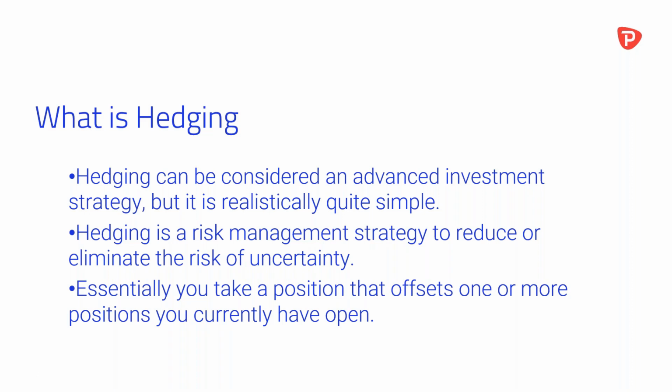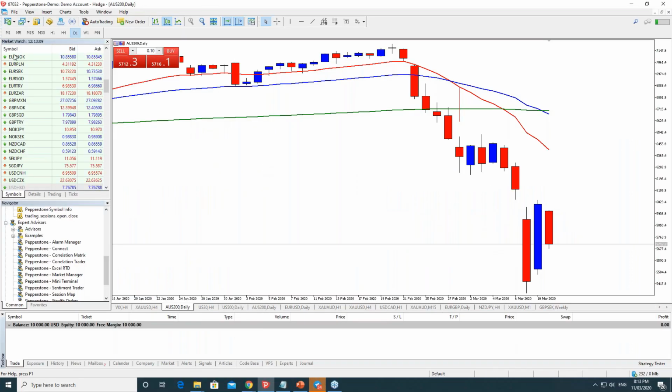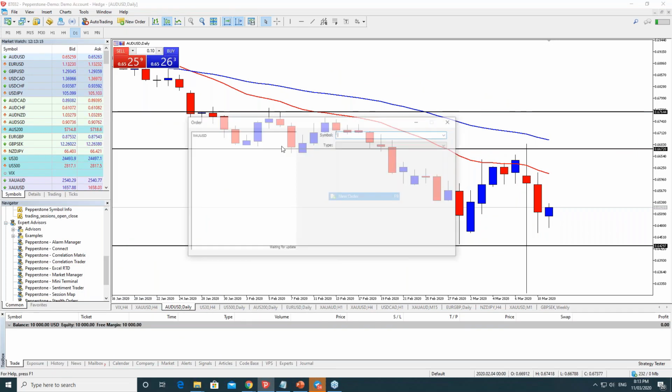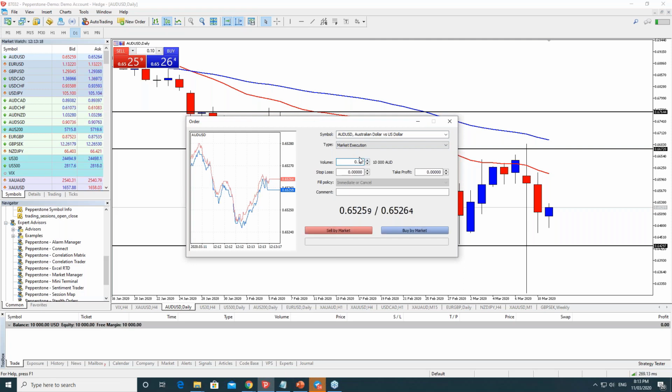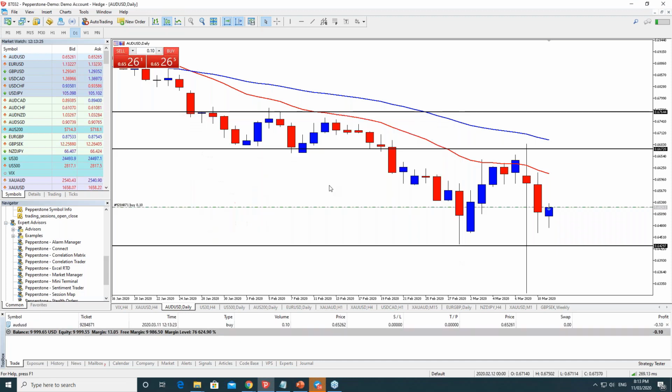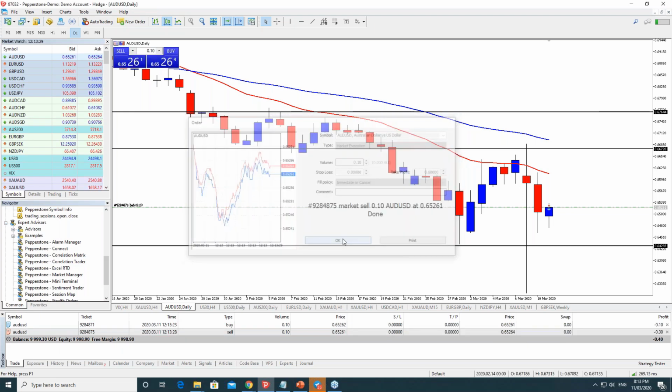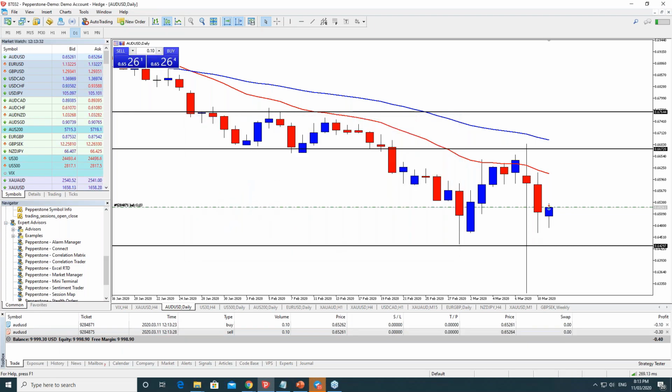So a very easy way of hedging would be, let's say we had the euro US dollar, and we've got a demo open here. So let's just say we're in the Australian dollar and we wanted to buy 0.1. We could obviously press the buy. And then if we wanted to instantly hedge that position, all we would need to do is press the sell. Now that's a super basic hedge. Obviously you've got the discrepancy between the initial buy and the sell.